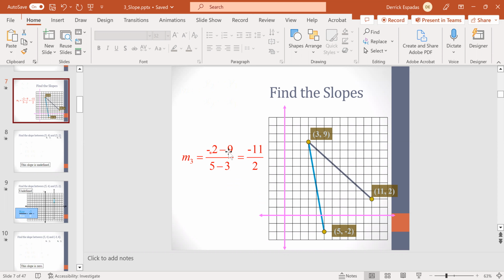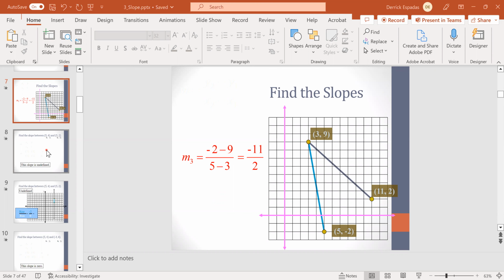So what is -2 minus 9? That's -11. 5 minus 3, that's 2. We're going to leave it this way. Our slope is -11/2. Remember, negative is going this way. Pretty steep. But -11/2 is our answer. We're just going to leave it like that. That's our slope. M equals -11/2.